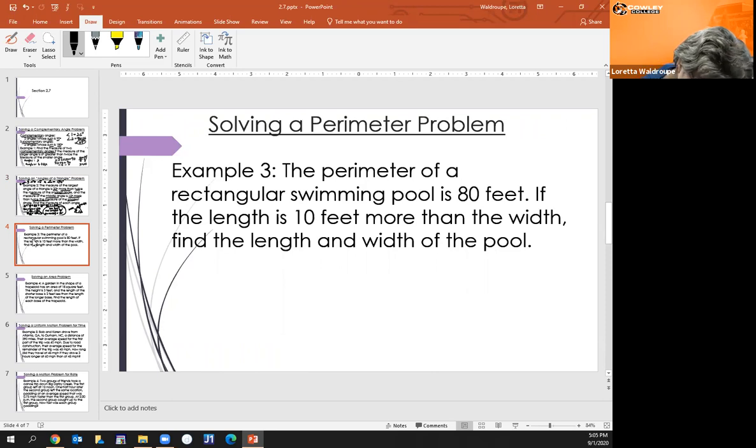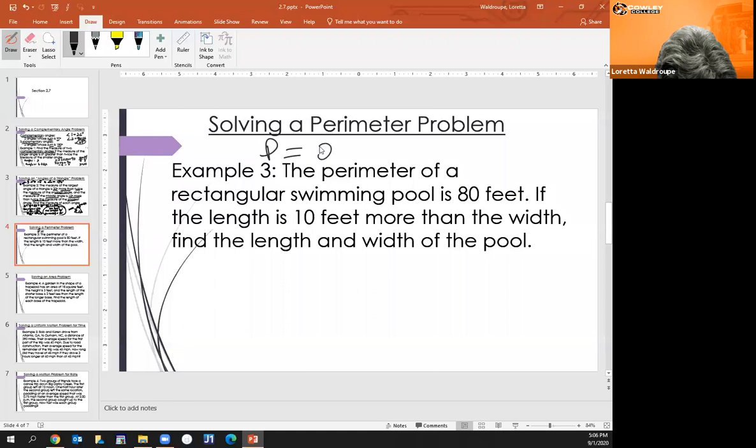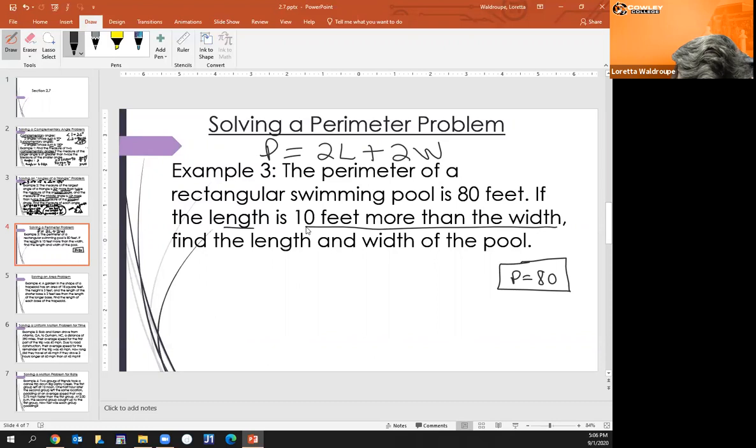Perimeter of a rectangle. When you're talking about the perimeter of a rectangle, your formula is P equals 2 times the length plus 2 times the width. So here's my rectangular swimming pool. The perimeter of a rectangular swimming pool is 80, so I'm just going to write that inside, P equals 80. If the length is 10 more than the width, so if I call the width W, the length is 10 more than that. More than means plus.